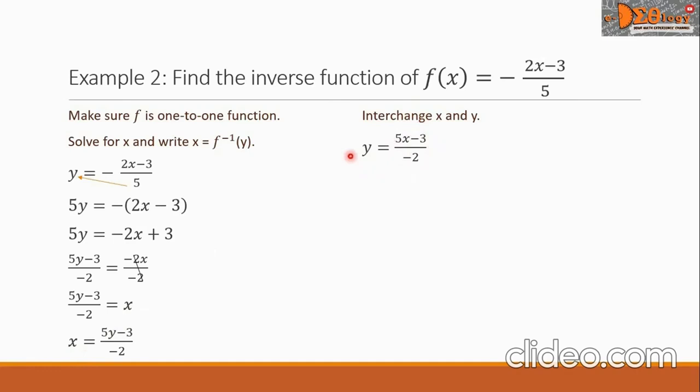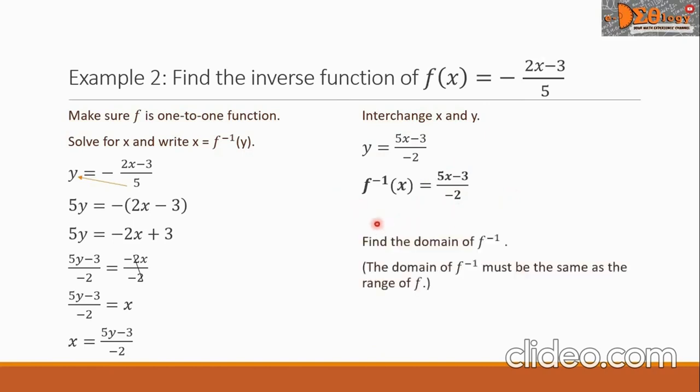We will now change this y into function notation, but this time it will be the inverse function: f inverse of x equals 5x minus 3 all over negative 2. And this is the inverse function that we are looking for.